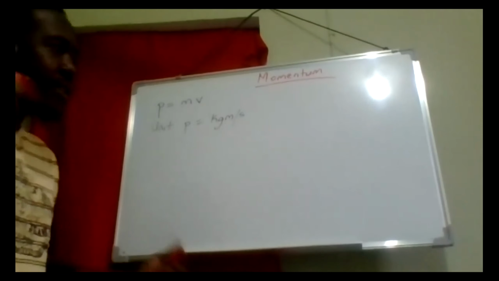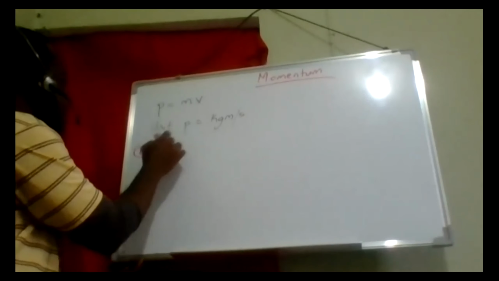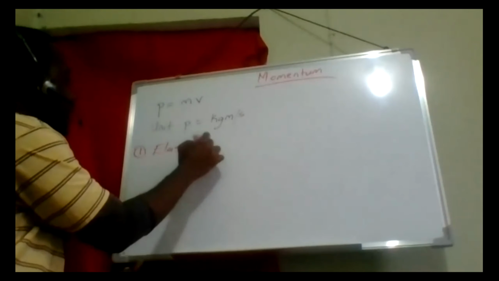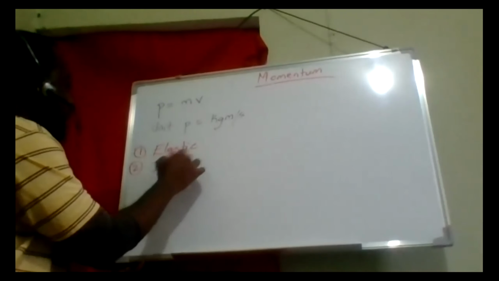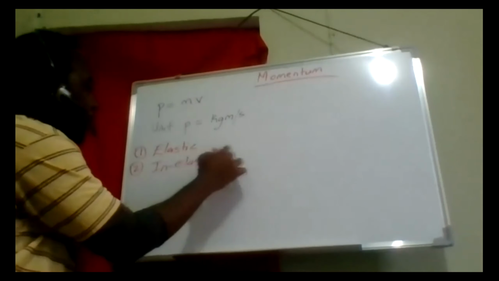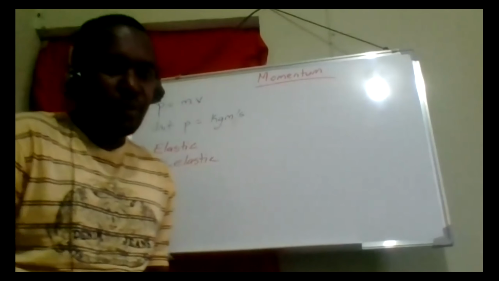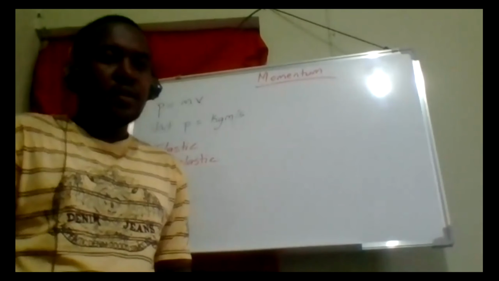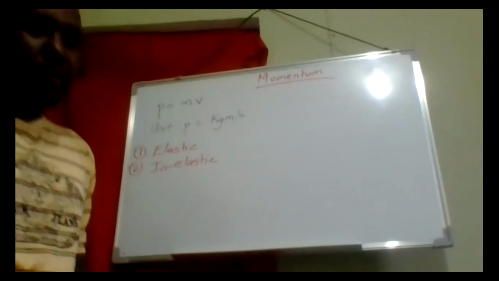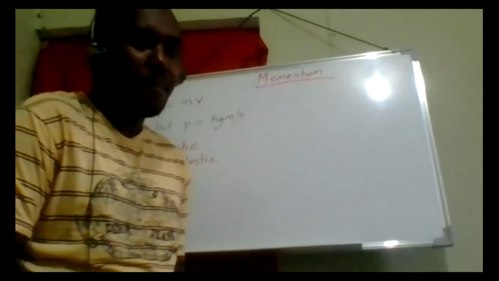So when objects collide, it can be in an elastic manner or in an inelastic manner, right? So let's look at each, right? So what does the elastic one tell us? So once you have a collision that's elastic, what does that mean?